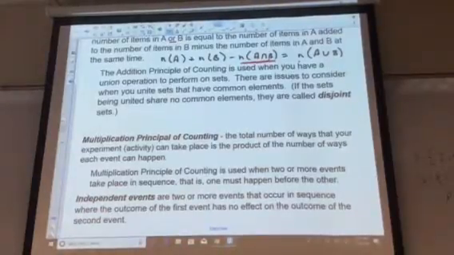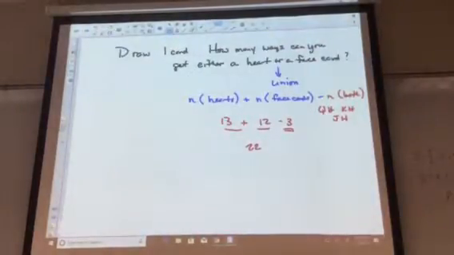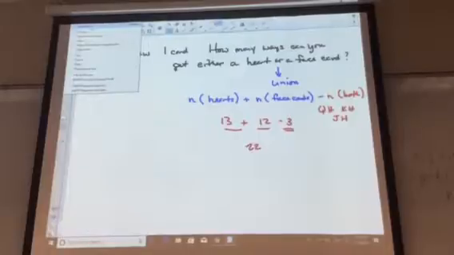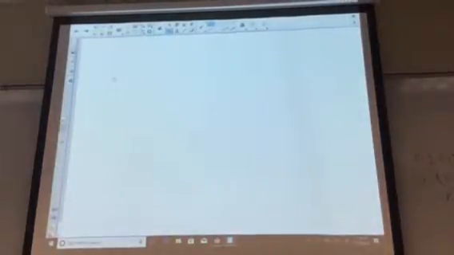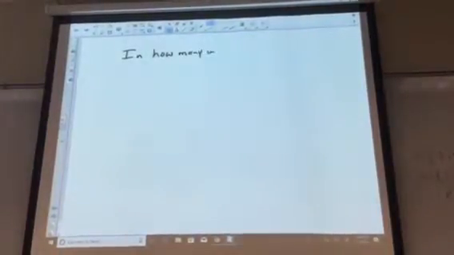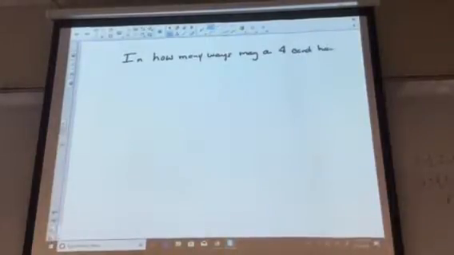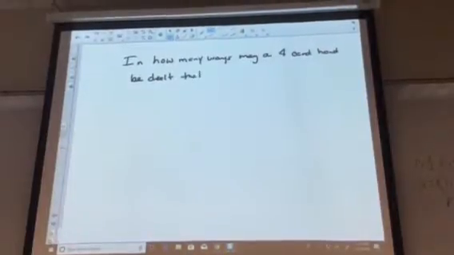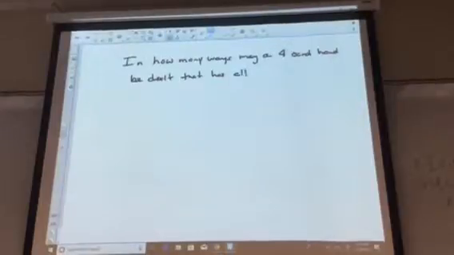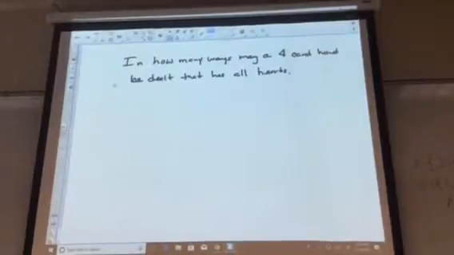With that in mind, what that means is that we're going to see problems that might be something like this. Let me insert another blank page. In how many ways may a 4-card hand be dealt that has all hearts?